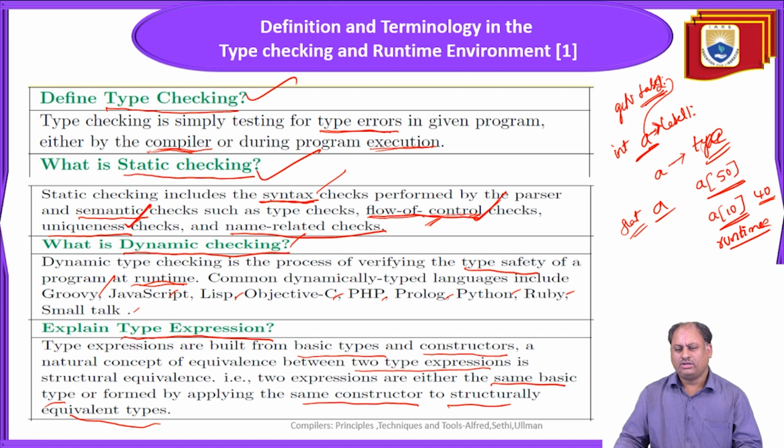What are the types that are defined as basic types, in the sense int, float, void? These are called basic types, and the pointer type, constructor type, or any other reference type may also be allowed. But we can say that two type expressions are equivalent structurally when they have the same basic type or a structurally equivalent constructor type.